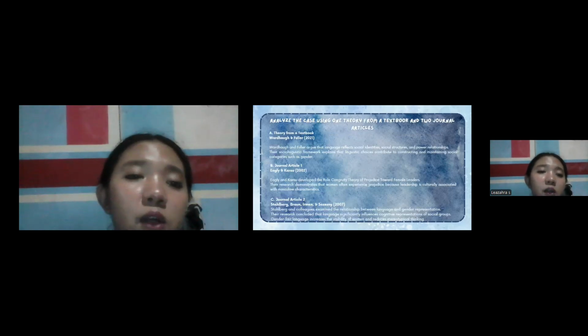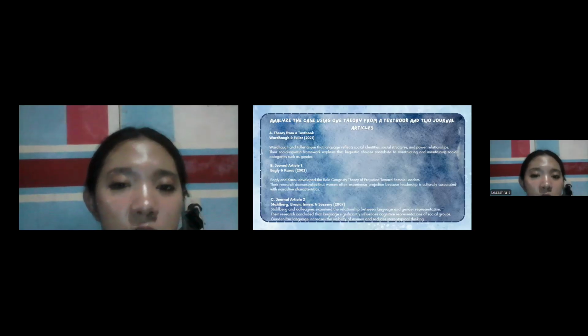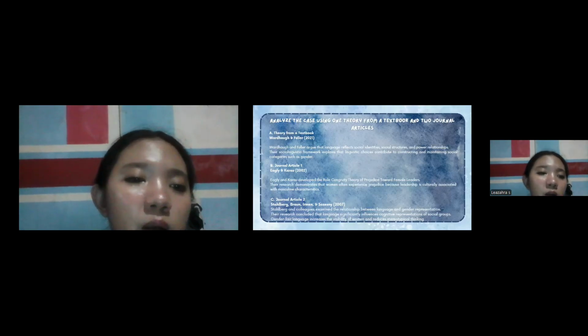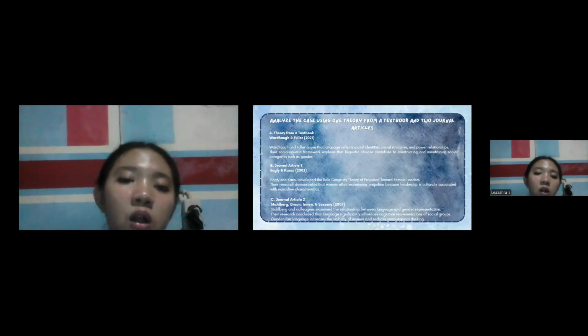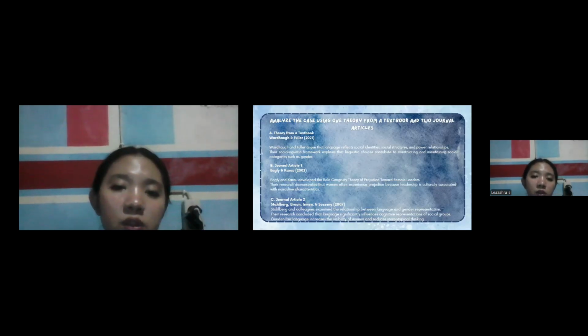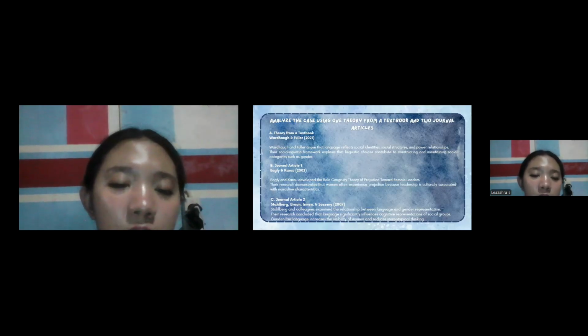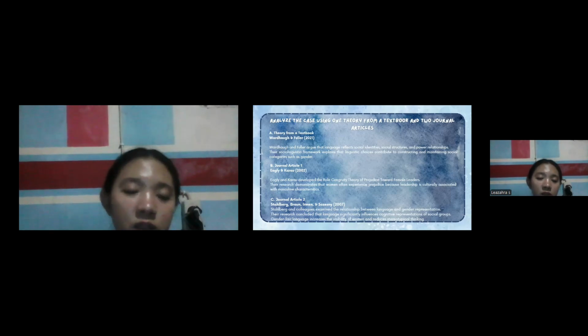Analyze the case. Theory from a textbook. Holmes and Fuller argue that language reflects social identity, social structure, and power relationships. And for Journal Article 1, Eagly and Karau developed the role congruity theory of prejudice toward female leaders. Their research demonstrates that women often experience prejudice because leadership is culturally associated with masculine characteristics.